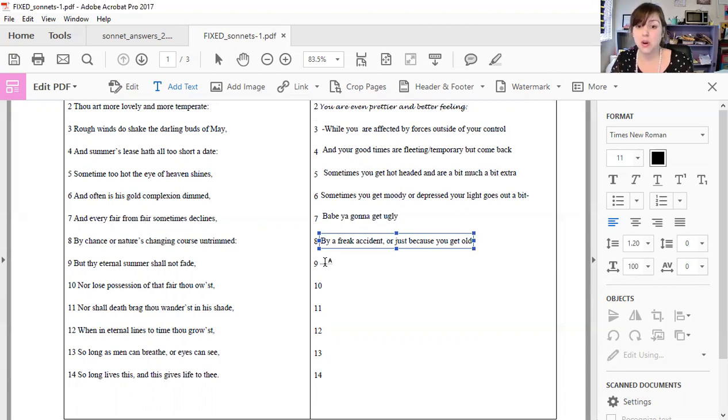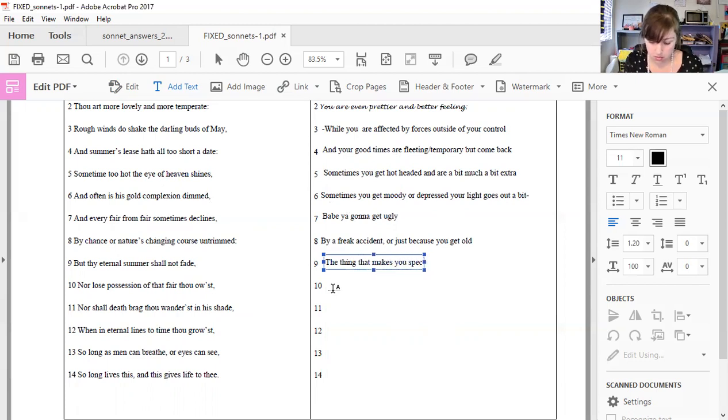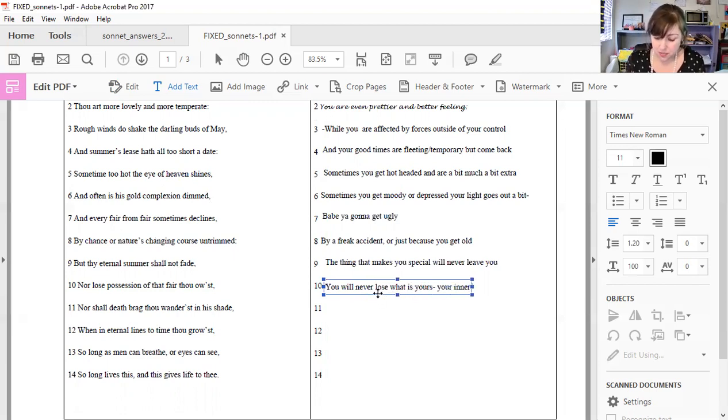So he's saying, you know what? After all of this, I can tell you, I know you're going to get ugly, but guess what? Your eternal summer will never fade. The thing that makes you special will never go away. Like we'll never leave you. Nor lose possession of the fair thou owest. And you will never lose what is yours, like maybe your inner light or whatever. And this is a beautiful line, nor shall death brag thou wanderest in his shade.